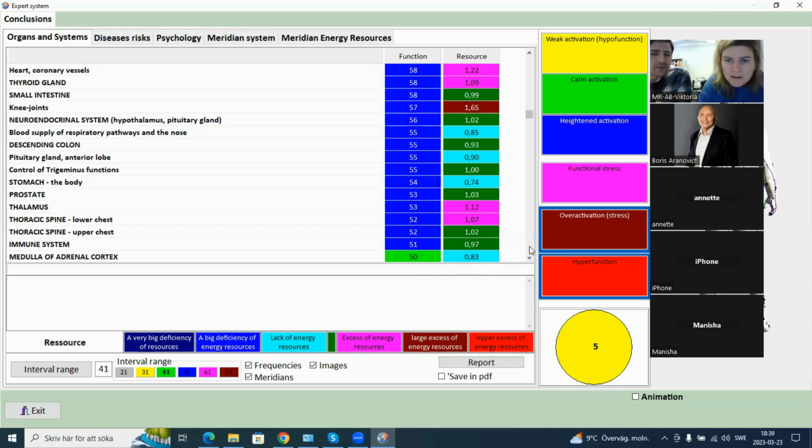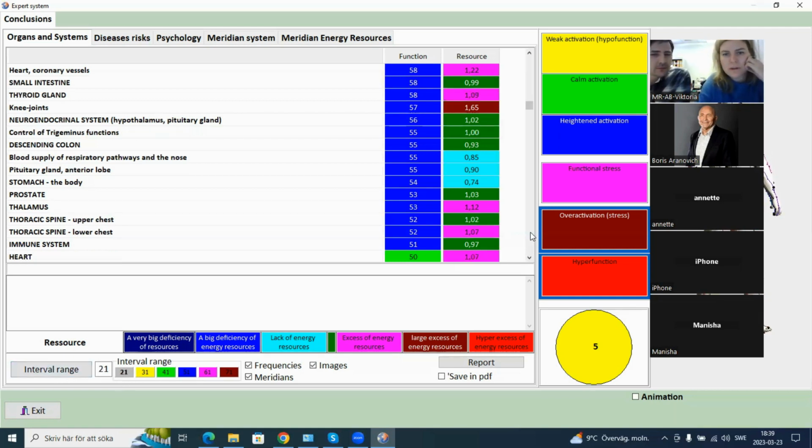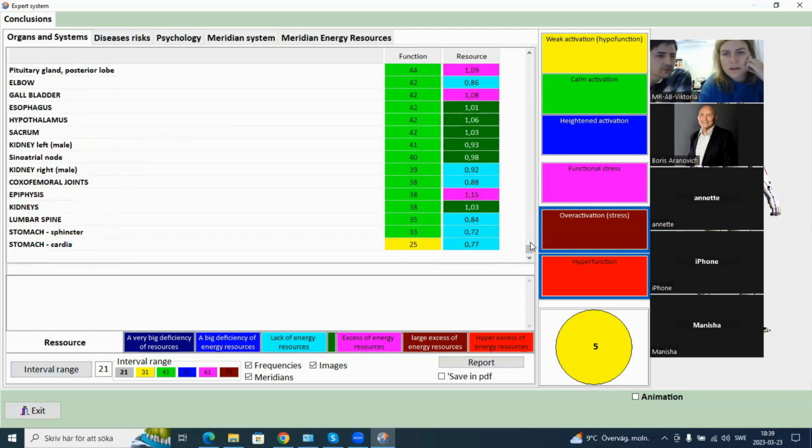It's interesting, if you go to the interval range, to the lowest spots, here you can also see weak activation, stomach. The stomach is in weak activation and there are not enough resources for it. So have you been eating? Yeah. Cardia, that's a different part of the stomach here. I don't know what it means in Swedish. You can see that there's both weak activation and weak energy.